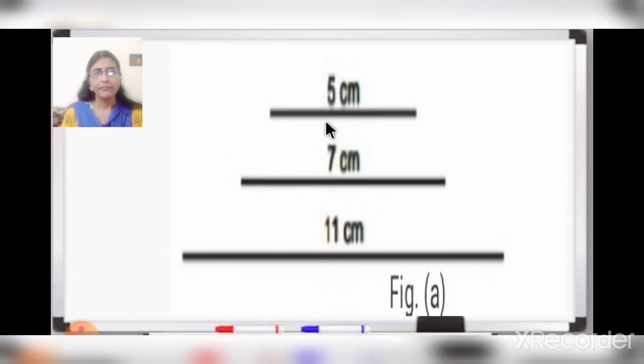Then first you are going to draw line segments of 5 cm, 7 cm and 11 cm. You know that whenever you draw some figure, you draw it on the left page. So the same method we used in 6th standard, here also we will do the same thing. You are going to draw the figure first, on the left page.